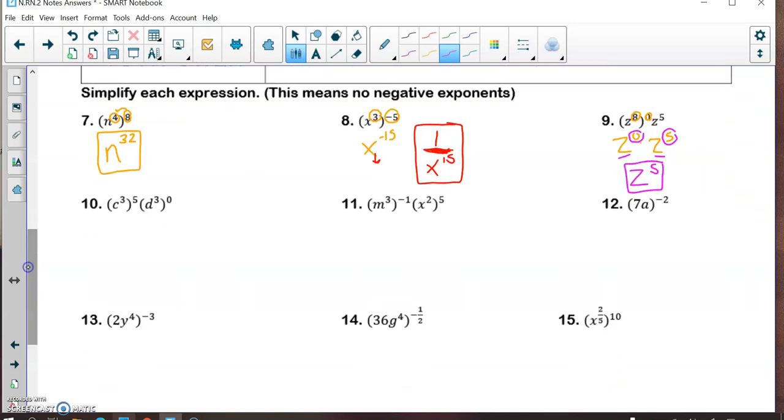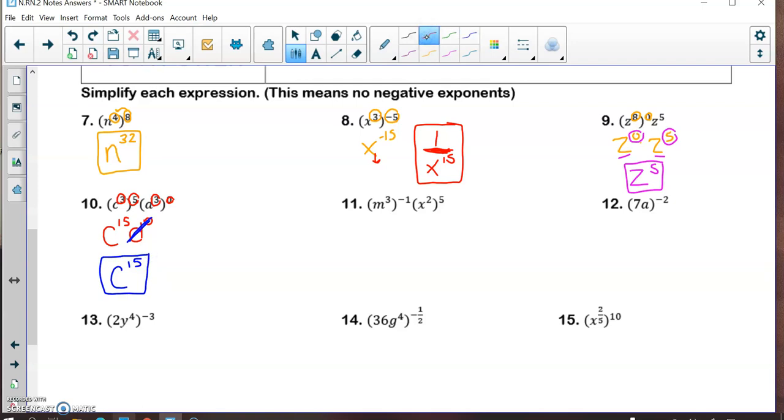All right, next one. I have a c to the 3rd to the 5th, so I'm raising an exponent to an exponent, which means I multiply those exponents together. And a d to the 3rd to the 0th, I multiply those exponents together too to get a d to the 0th power. Now anything to the 0th power is just 1, so that cancels out because a c to the 15th power times a 1 is just a c to the 15th power. So that is fully simplified now.